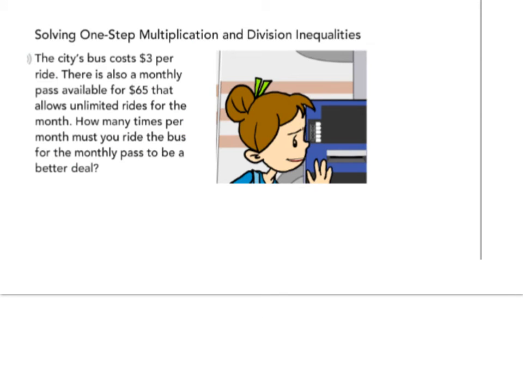All right, so we're going to start solving some one-step multiplication and division inequalities. So these are still one step, and we still solve them the same way that we solved topic 8 equations for our missing variable. However, the only thing that's changed is our equal sign. Instead, we are replacing that with an inequality symbol.